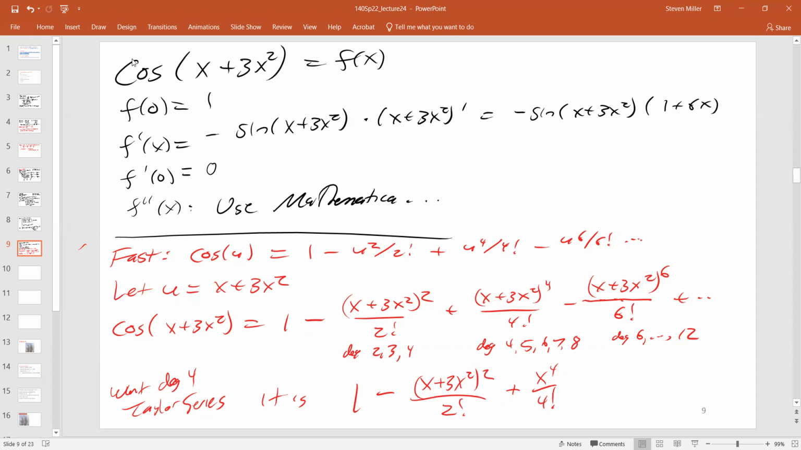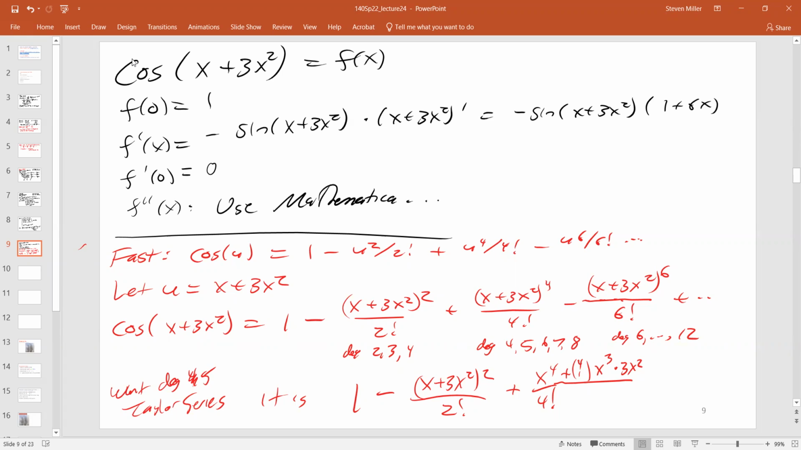If I wanted the degree 5, then I would also have to include the degree 5 term. That would be a 4 choose 1 using the binomial theorem, and I would have x cubed times 3x squared. That would be my degree 5 term. I don't have to worry about anything from (x plus 3x squared) to the 6, because that's going to be a degree 6 term. So if I only care about finding up to the degree 5 Taylor series, I can stop, basically throwing away everything else.